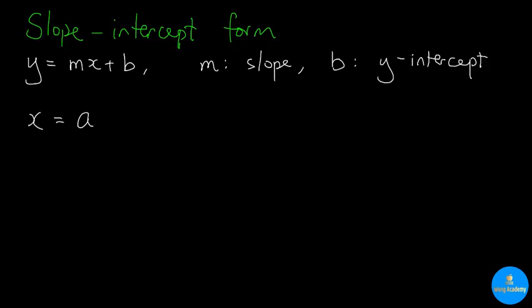Now that we have seen the limitation of the slope-intercept form, is there any form that can represent all straight lines on the rectangular coordinate plane? The answer is yes. We can use the standard form, also known as the normal form.